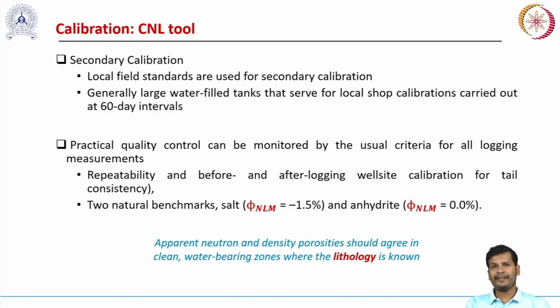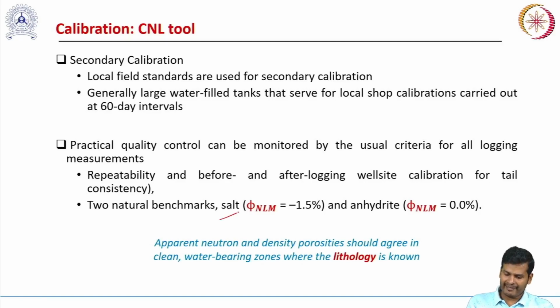Now the quality of the data or the calibration can also be monitored by knowing the response of the neutron logging tool against a particular formation. For example, we can check the neutron logging data against a particular well site calibration. That means we can calibrate the tool before and after logging against a known calibration to see whether my tool is recording the same data or not. We can also check the neutron logging tool response against two benchmarks.